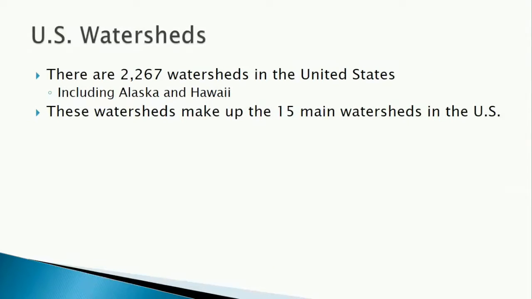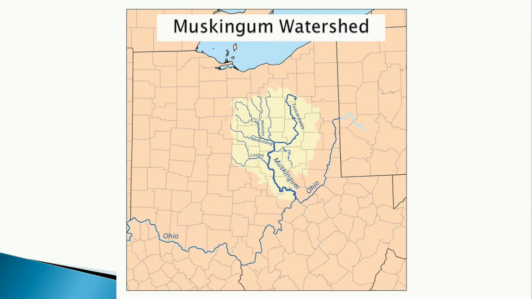There are 2,267 watersheds in the U.S. These watersheds combine via confluences to make 15 major U.S. watersheds. To see how watersheds fit together, let's start with a small watershed. The Muskingum River watershed is entirely in the state of Ohio and drains into the Ohio River.